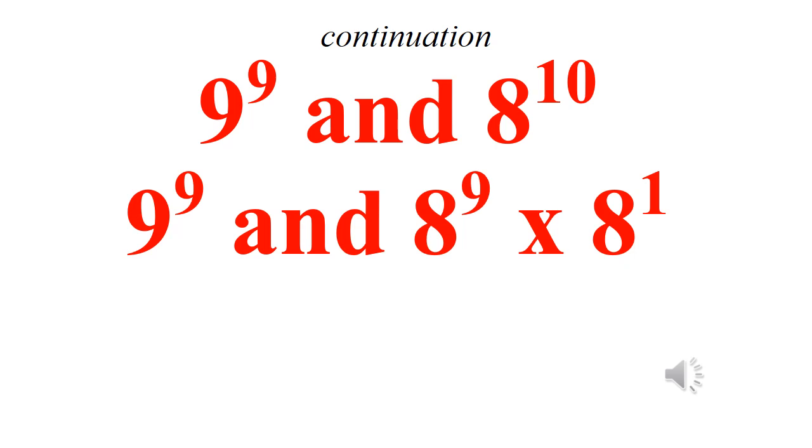power 10, we can just simplify 8 raised to power 10 as 8 raised to power 9 multiplied by 8 raised to power 1 in form of exponential indices. So we have 9 raised to power 9 and 8 raised to power 9 times 8 raised to power 1.